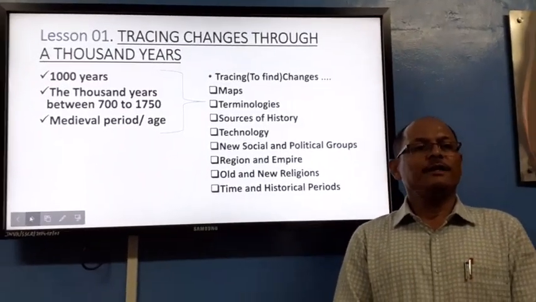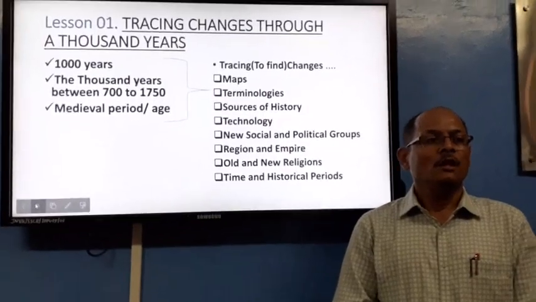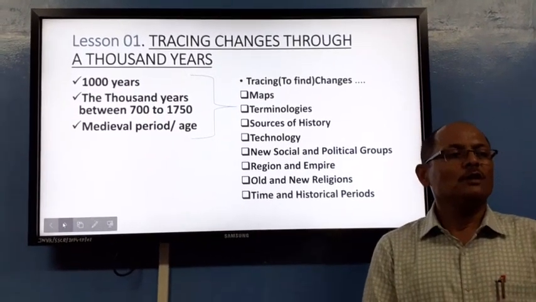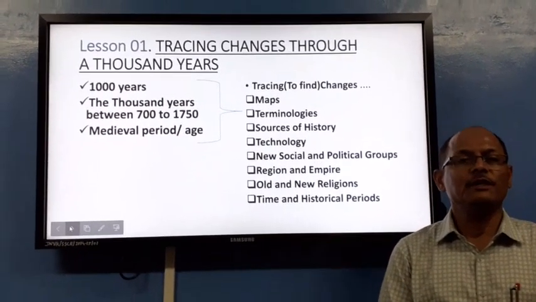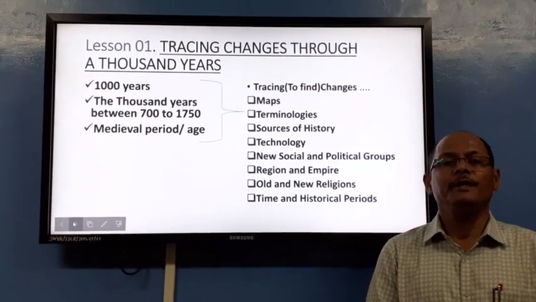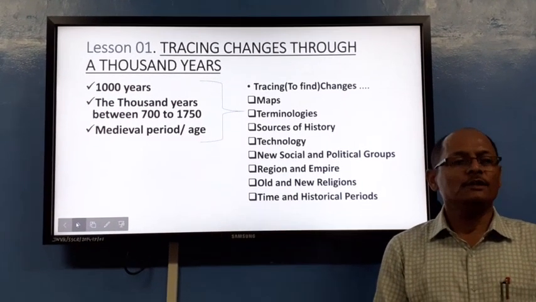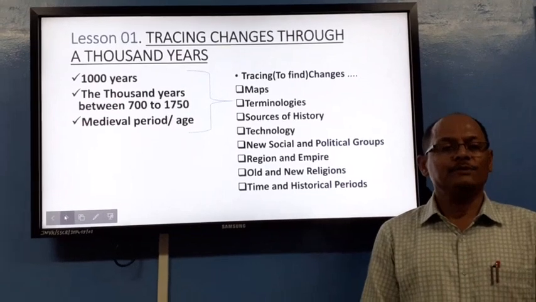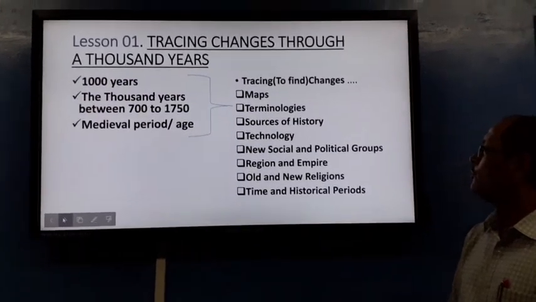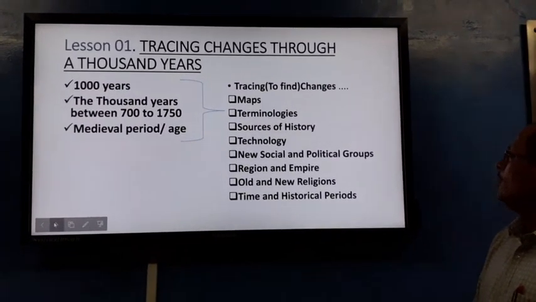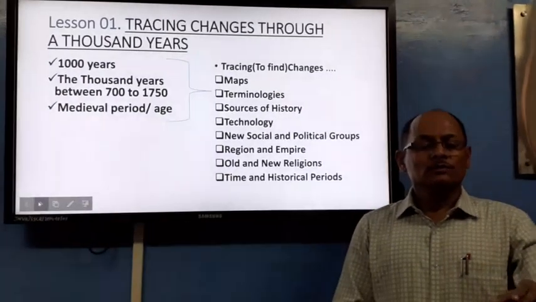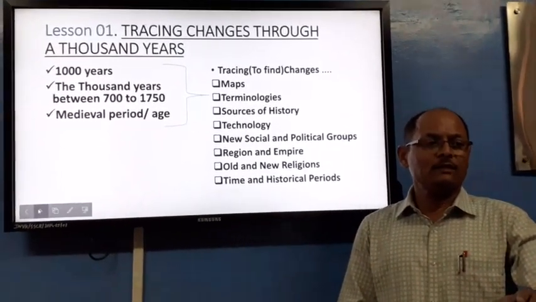The name of the lesson is Tracing Changes Through a Thousand Years. Here we are talking about 1,000 years, that is between 700 to 1750. This age is known as the medieval period or age. Now in this lesson we are going to find changes in maps, terminology, sources of history, technology, new social and political groups, region and empire, old and new religions, time and historical periods. So let's start with the first topic, that is map.